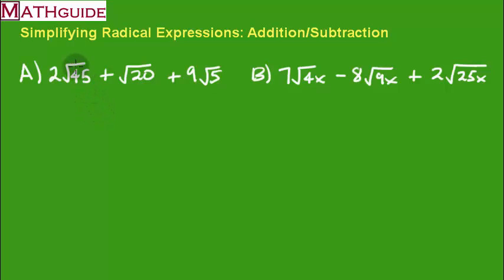However, what I can do is simplify these radicals. Well, I can't simplify this one. That's a prime number, and it cannot be simplified. But let's take a look at the others. For instance, what's 45? Well, 45 is really 5 times 9. Let's see. What's 20? It's really 5 times 4.